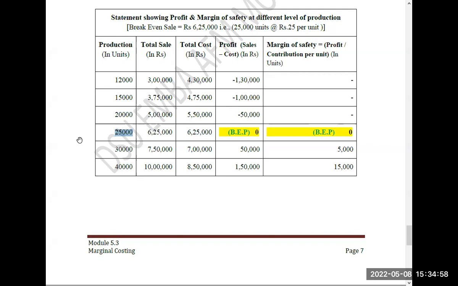Next, margin of safety. Margin of safety starts only after the break-even point. So up to the break-even point, you can put 0, I mean dash. Up to the break-even point column, put dash, put nil.